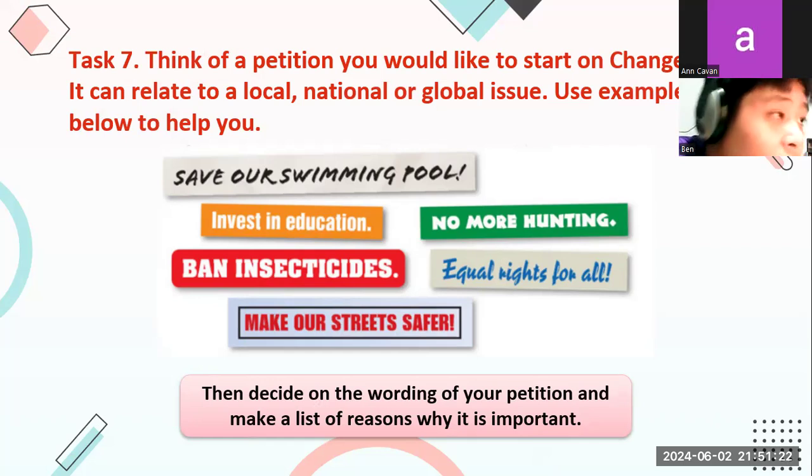Okay, Ben. Something, what do you think? Equal rights for all. Do not write, just pick it up. I'm speaking. Yeah, you can choose one. Think of the petition you would like to start and change. Example, ban insecticide or no more hunting, or what do you think? You pick one and you speak it up. Equal rights for all. Equal rights for all. Why? Because in our life, there's a lot of people who got like.